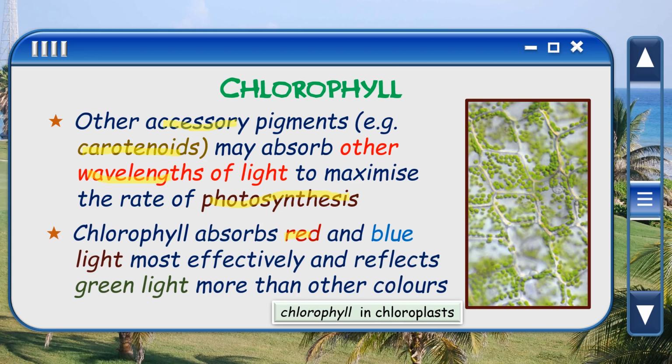Chlorophyll absorbs the red and the blue light most effectively, and it reflects the green light more than other colors. So chlorophyll will only absorb red and blue light, and it will reflect the green light. That's why we always see most of the plants are green in color, because that green color of the light spectrum is reflected, and we are not able to see the other colors because those ones are absorbed. There are other pigments like carotenes. These ones absorb other colors which are not absorbed by the chlorophyll, so that they can maximize the rate of photosynthesis.